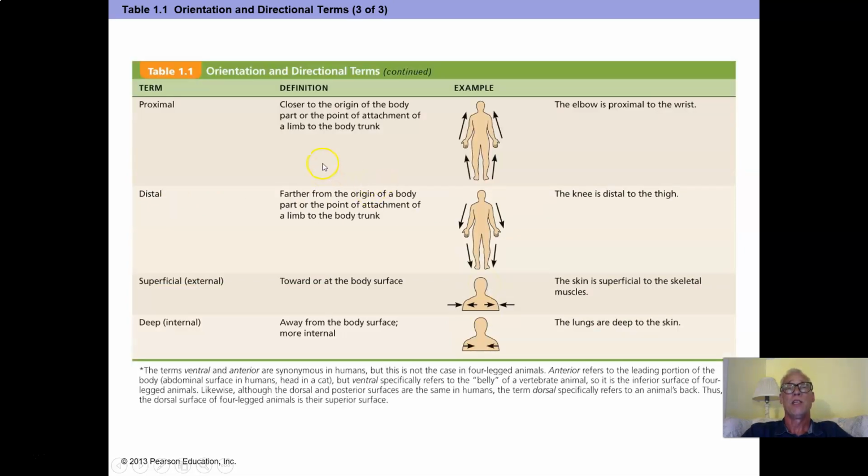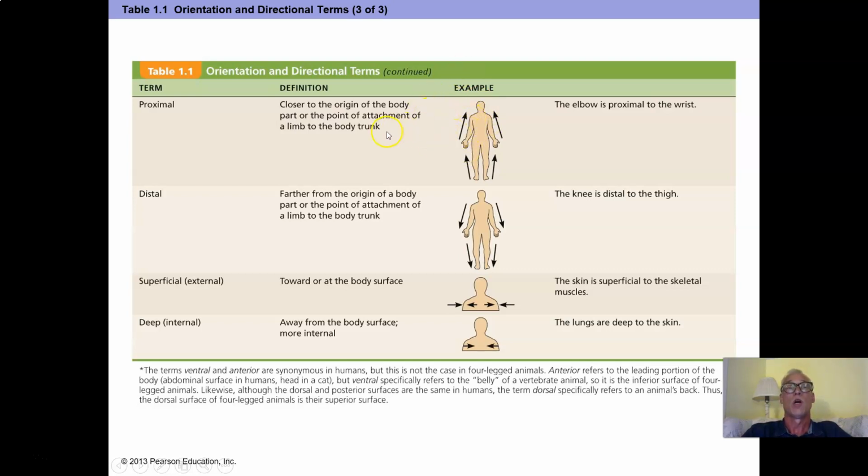What about the appendages, the limbs? We can't use superior and inferior to talk about the relative position of anatomical features of the limbs, because we can move the limbs. You can take your arm and raise it up over your head, and all of a sudden what used to be inferior and superior have been reversed.